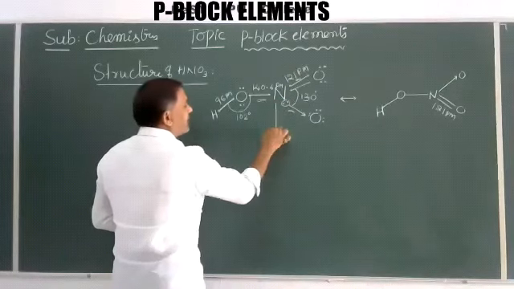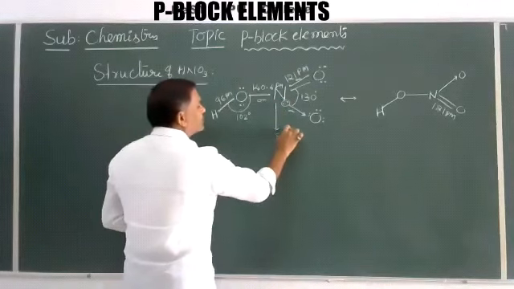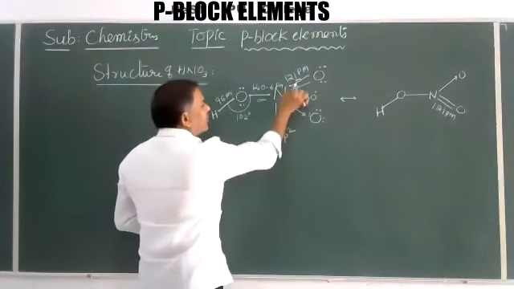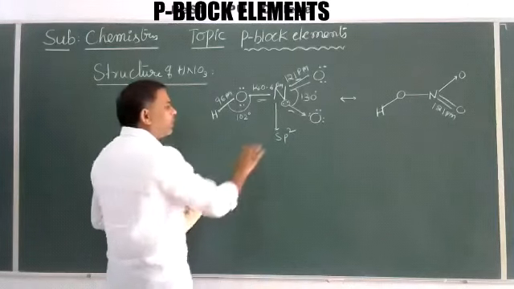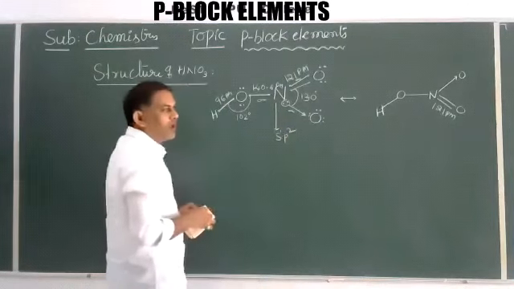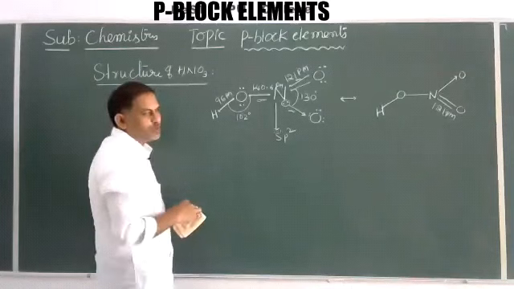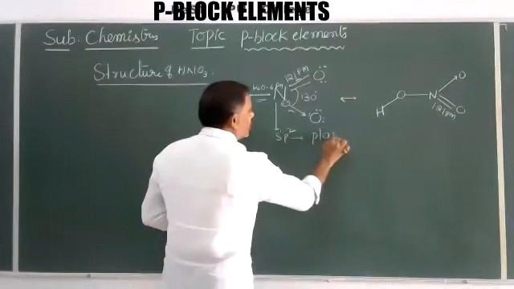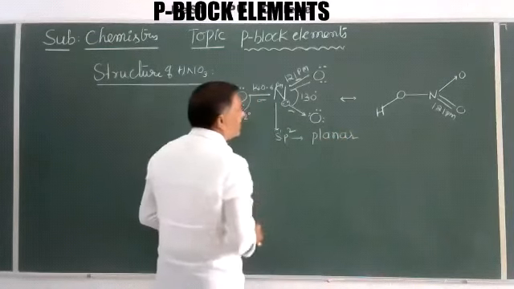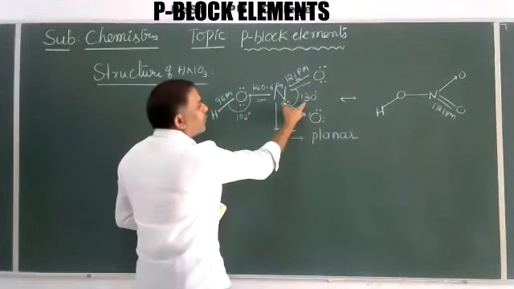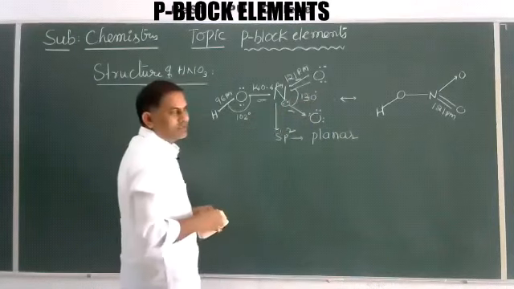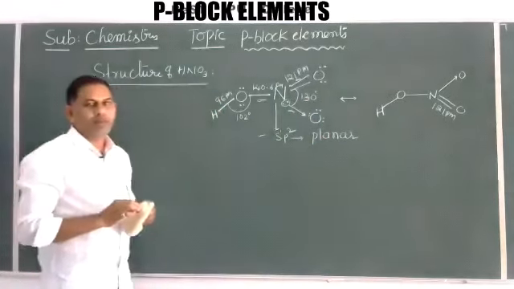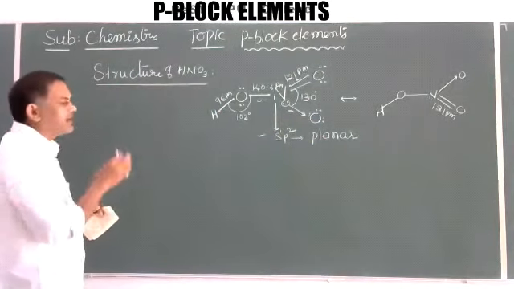In this nitric acid, the nitrogen atom undergoes sp2 hybridization, because the number of sigma bonds is only 3: 1 s orbital and remaining 2 p orbitals. That's why sp2. If it is sp2 hybridization, the geometry is trigonal planar. Planar means nearly 120 to 130 degrees. Geometry is clear. Structure is clear. Okay, structure of nitric acid.